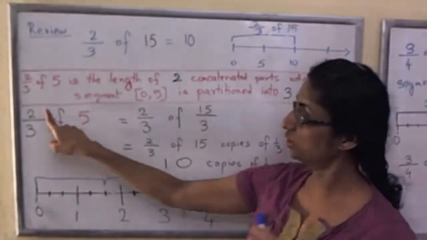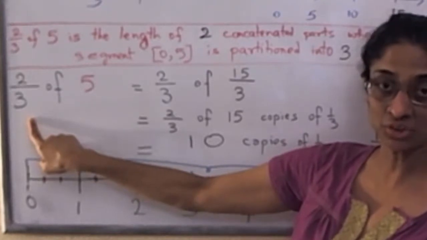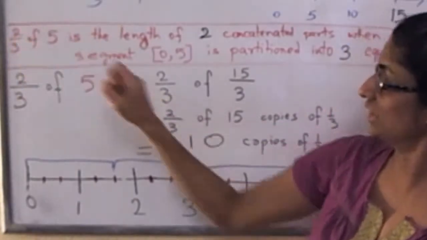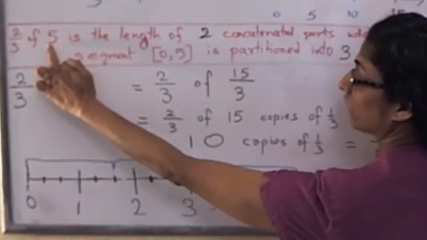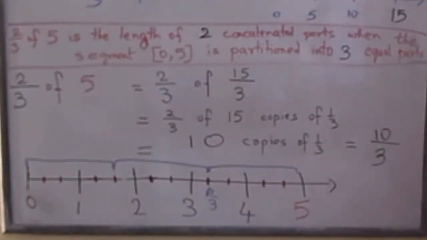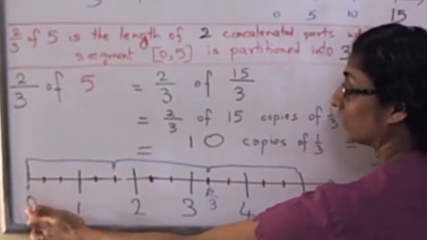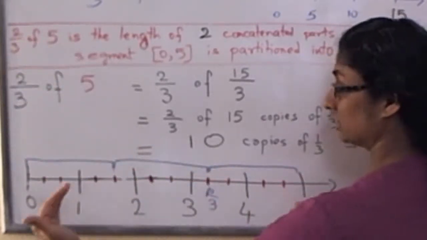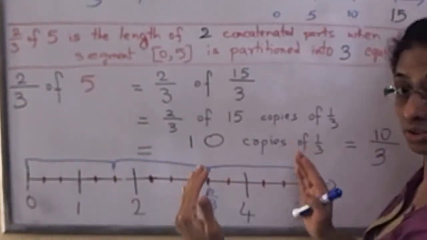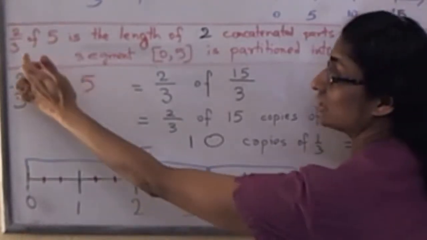Now we consider 2/3 of 5, where notice 5 is not a multiple of 3. As far as the definition goes, it remains the same. 2/3 of 5 is the length of two concatenated parts when the segment of length 5 is partitioned into 3 equal parts. So in other words, this 5 is telling us look at a segment of length 5. 3 in the denominator is telling us partition that segment into 3 equal parts, and 2 in the numerator tells us concatenate two such parts, and by definition the length of those two concatenated parts is 2/3 of 5.